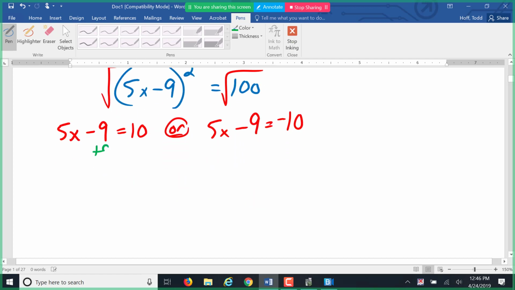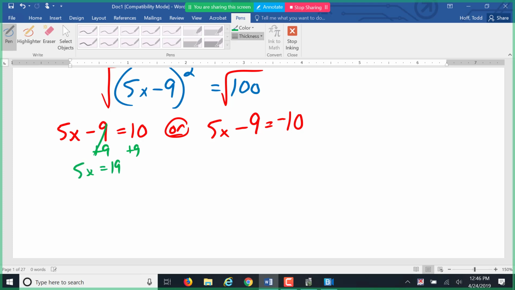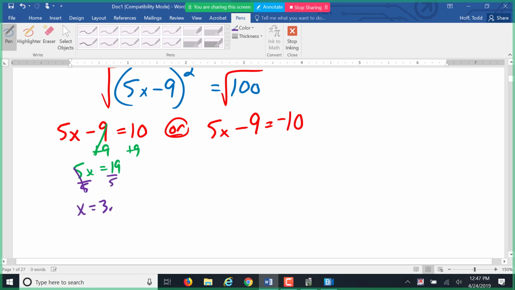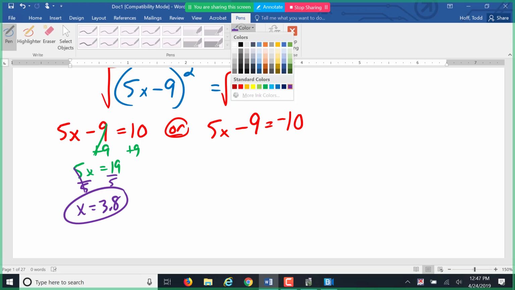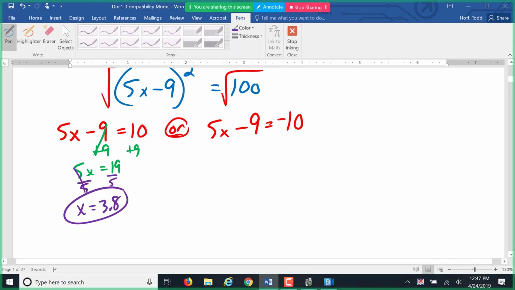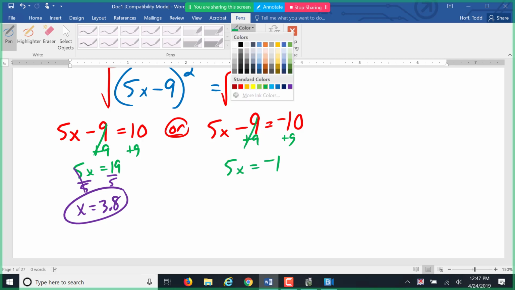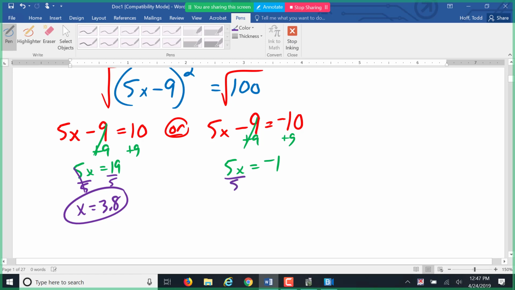Both of them we're going to add 9. In this case, 5x is 19, and divide by 5. X equals 3.8 here. On this side, we add 9. 5x equals negative 1. We divide by 5. X equals near negative 0.2.